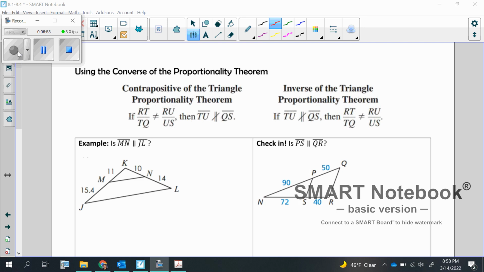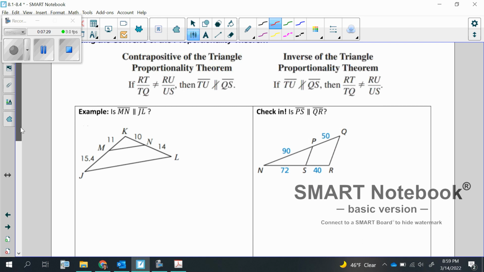Okay, so now what you can do is flip your page over and we're going to talk about when the proportionality theorem won't work. So using the converse, the contrapositive of the triangle proportionality theorem basically says that if the two pieces, say for example this one, when you divide them, are not equal to the other two pieces divided, then that means those segments, maybe in the middle like MN and JL, are not going to be parallel. Okay, the inverse then says if TU is not parallel to QS, then you know that those proportions are not going to be true, which if you think about it really makes sense.